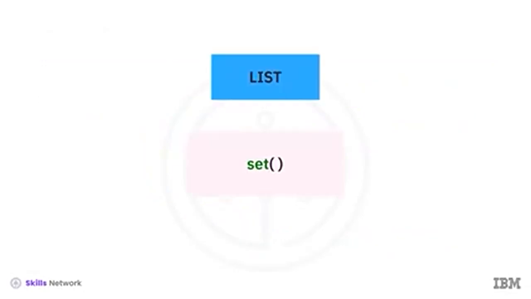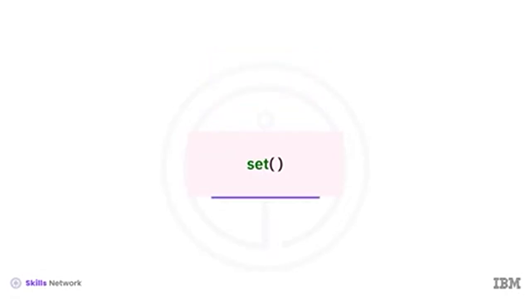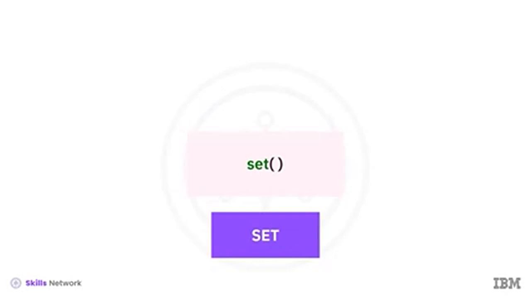You can convert a list to a set by using the function set. This is called typecasting. You simply use the list as the input to the function set. The result will be a list converted to a set.